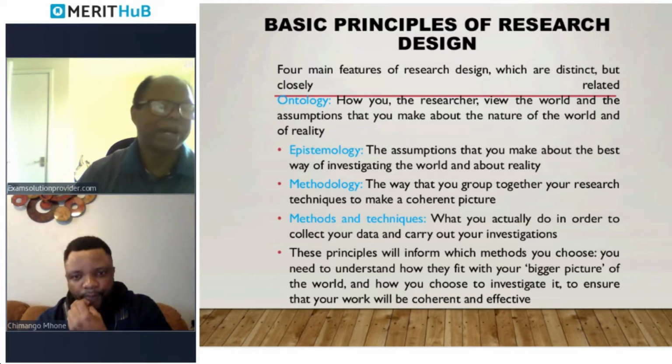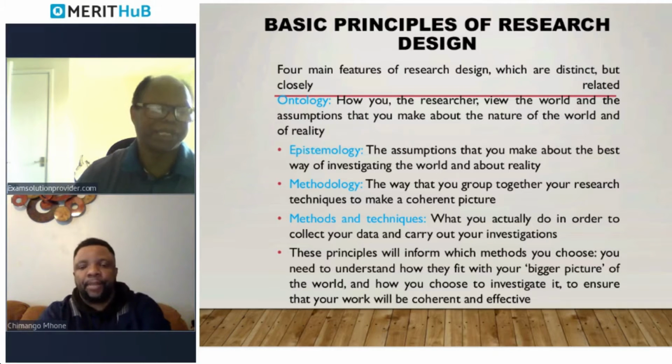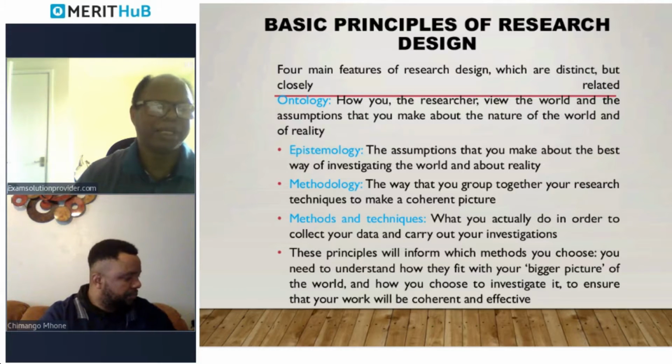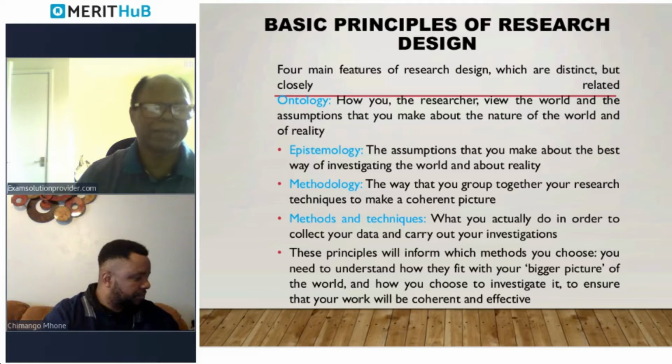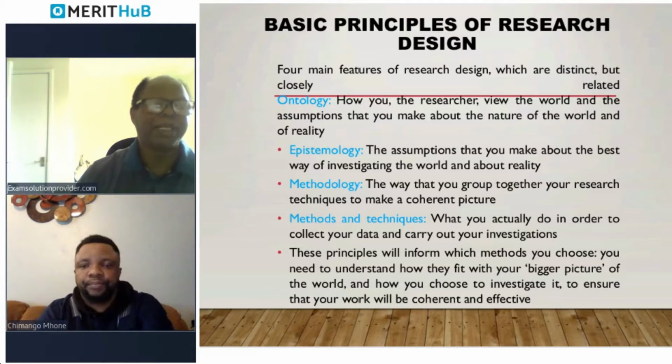Then you have methodology. Methodology is the way that you group together your research techniques to make a coherent picture. So you can see methodology is the same as research design. It's the approach. So approach, design, methodology, they mean exactly the same. And then you have methods and techniques.